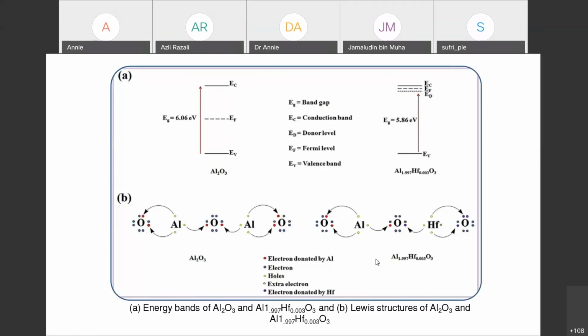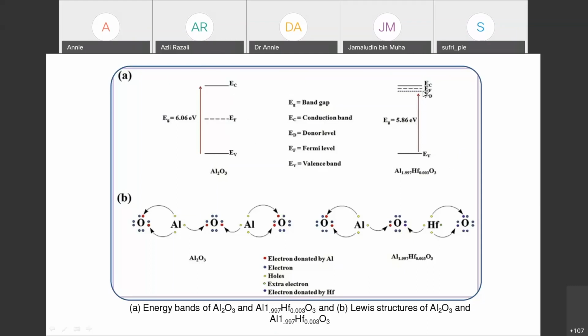So we know that hafnium has a valence of +4 and aluminium has a valence of +3. Therefore, the presence of hafnium in aluminium oxide will introduce extra available electrons. This will create the donor levels in the energy bands as illustrated in figure A, where we have a comparison between pure aluminium oxide and hafnium-doped aluminium oxide, which will narrow the band gap. So these are the donor levels.